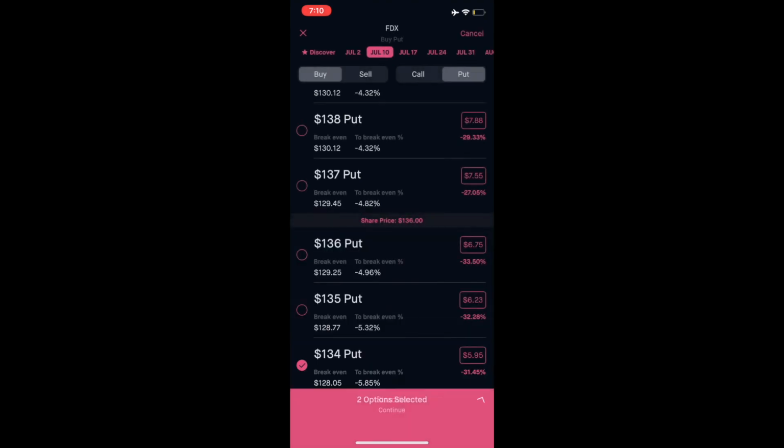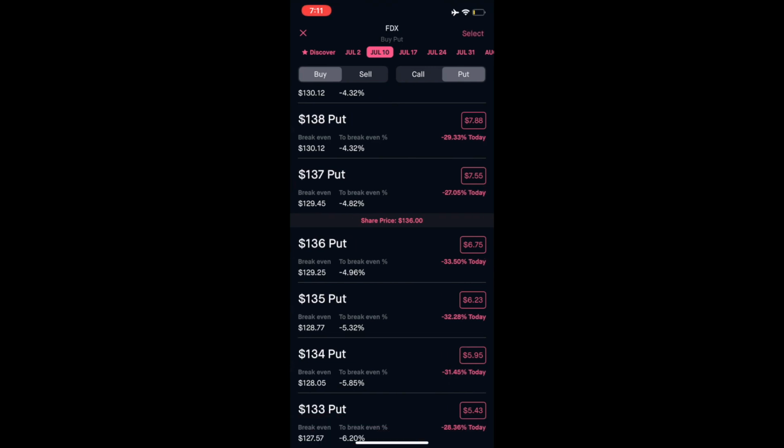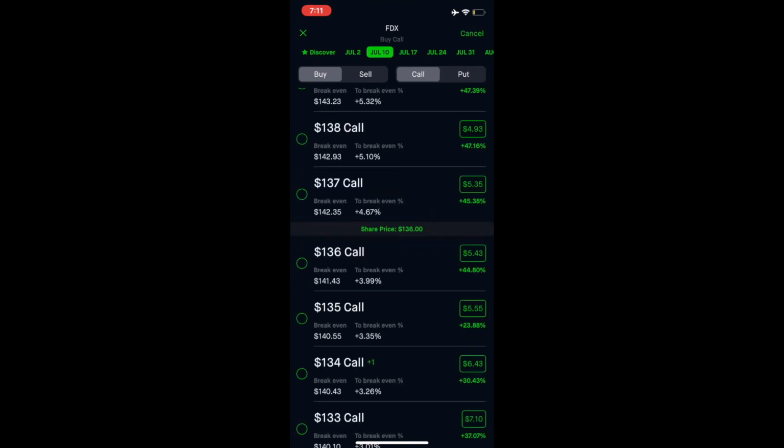Now, the next strategy, which is a lot cheaper but still pretty expensive, is called the strangle. The strangle is the same expiration date, but you're able to choose different strike prices, whether on the put side or on the call side, to bring down the premium paid. So you go here to select, right? And let's say we purchase the $134 call.